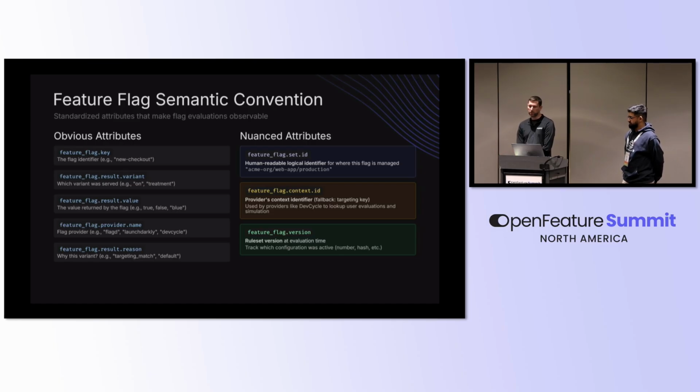And then finally is version. The version could be a hash, or a number, or whatever you want. It's some way to say this was the rule set evaluated at the time. With a lot of this, you can essentially replay history and see what the user saw at any given time.